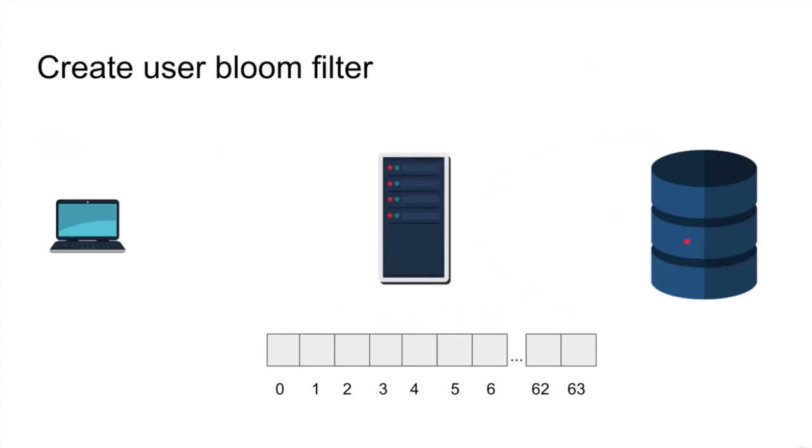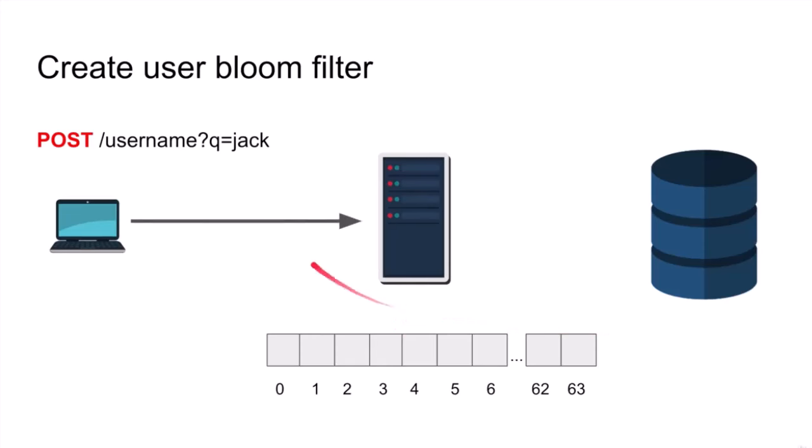I have a brand spanking new bit set here, 64-bit. And I'm gonna create user Jack for the first time. It's a blank database. There's nothing in it. I'm gonna create Jack. So I am going obviously to make a POST request to the Express server, and I'm gonna hash Jack, mod 64. I am going to get 63 in this case. And before writing the username Jack to the database, you set this bit.